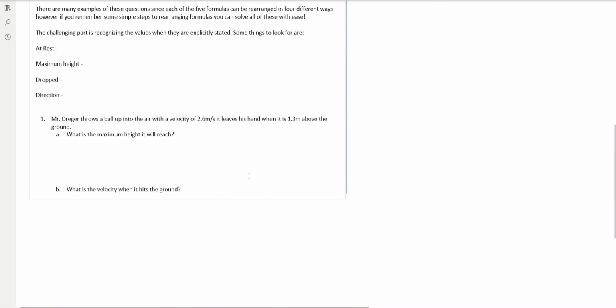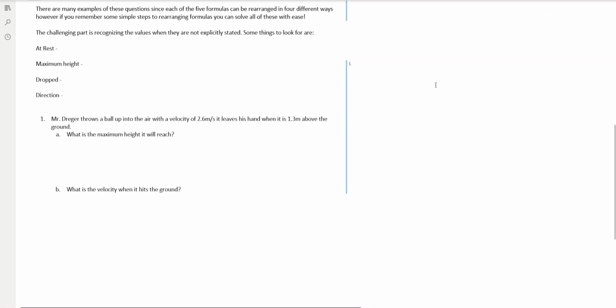And actually, these steps are what I want you to be learning, because you're going to have to show me these steps if it's a written response question. The challenging part is recognizing the values when they are explicitly stated and when they are not explicitly stated.